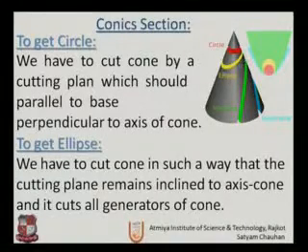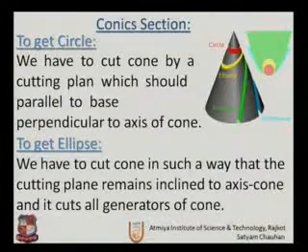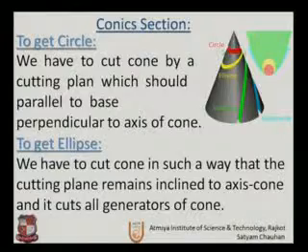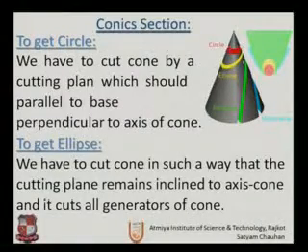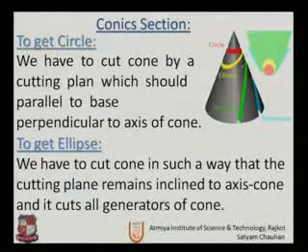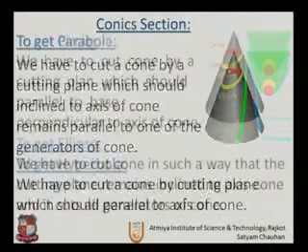So that is the ellipse. If we want to get an ellipse, we have to cut the cone in such a way that the cutting plane remains inclined to the axis. Another condition is the generators of the cone. As said before, the generators are the sides of the cone. We have to cut all the sides, or all the generators, in order to get an ellipse.